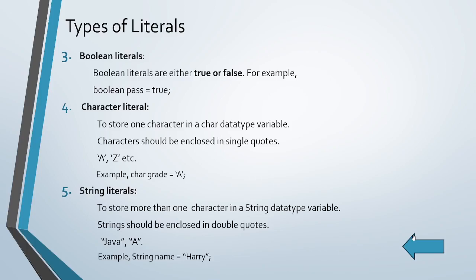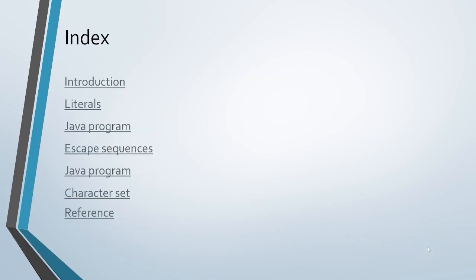Then comes the fifth type, string literals. String means more than one character, and Java understands more than one character if we put them in double quotes. So to store more than one character in a String data type, we use double quotes, for example "Java" or "A". And String name = "Harry" within double quotes. This is a string literal. Let's see a program in the Java environment which explains literals.